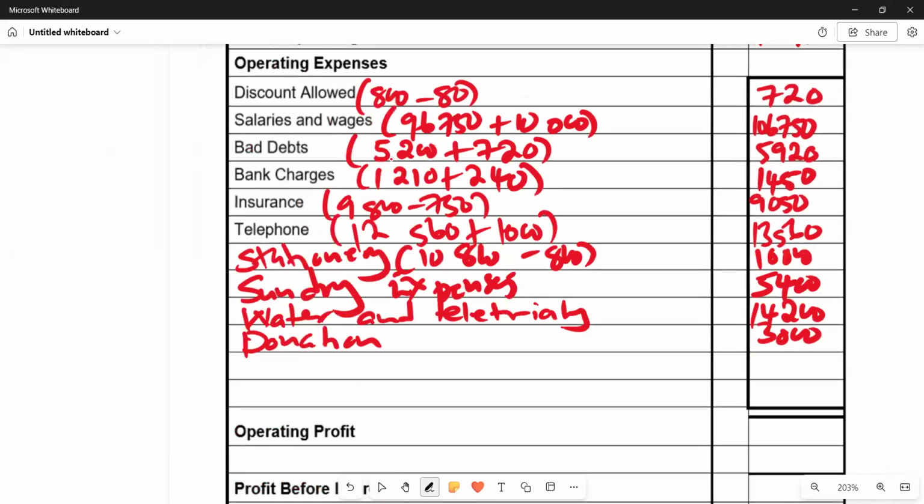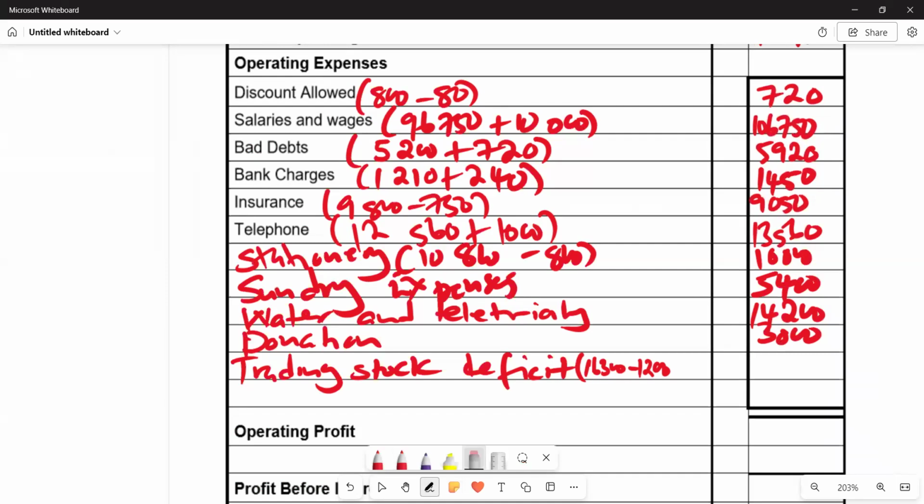So we are here, we are now saying trading stock deficits in the amount that we have. We found it by saying 16,300. We subtracted 1,200. So to make it short, I'll just subtract the total figure, which is 14,000.